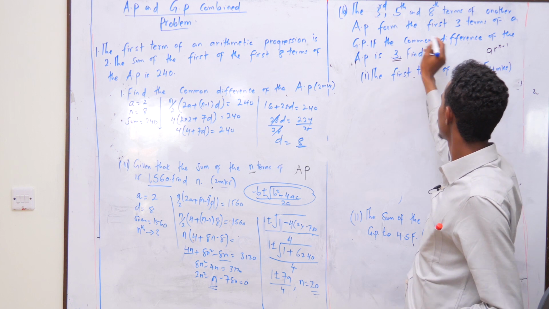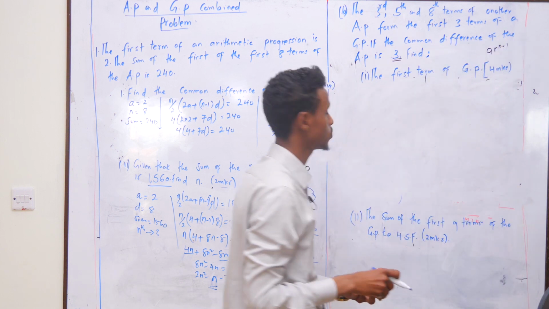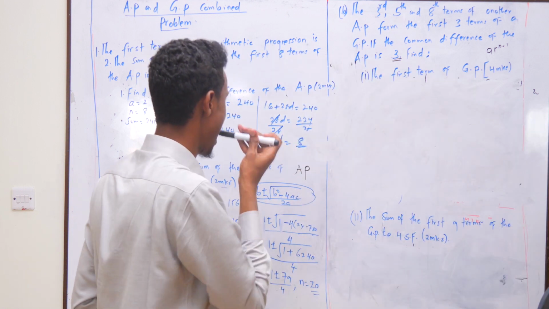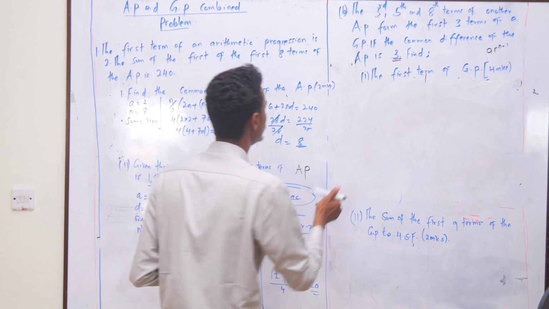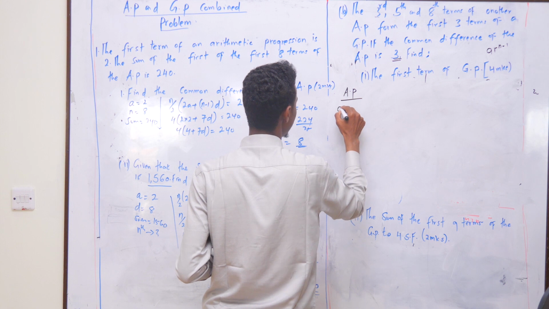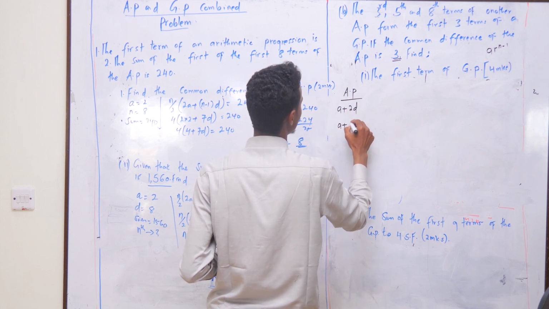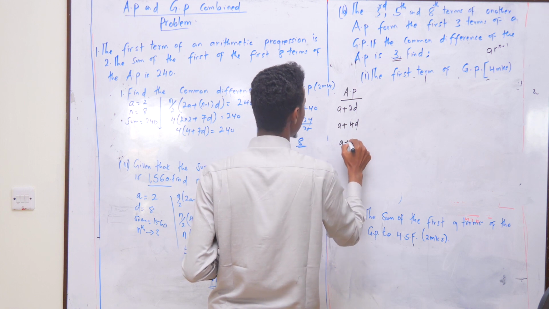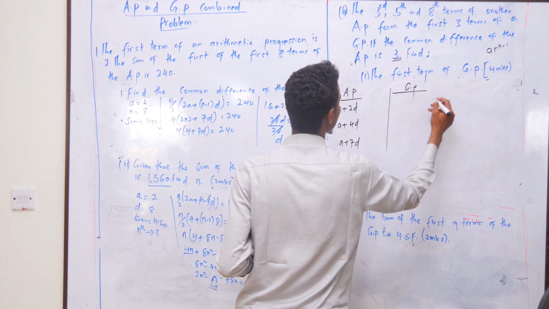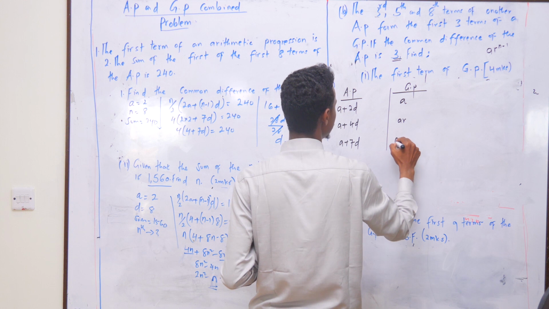The third, fifth and eighth terms of another AP form the first 3 terms of a GP. Now we say, we have an arithmetic progression, AP. We have the third term, a plus 2d. We have the fifth, a plus 4d, and we have the eighth, a plus 7d. We also have the GP here. That is a, ar, and ar squared.